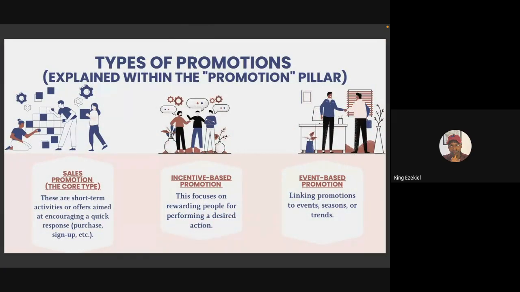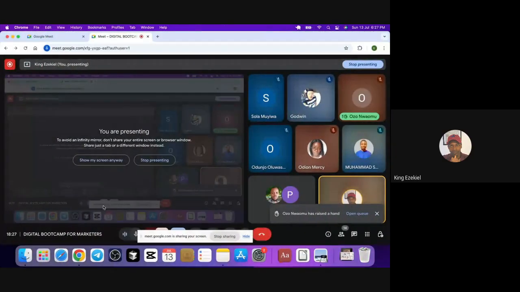Now, there are different types of promotions explained within the promotion pillar. So this one is part of the 5 pillars of marketing. I love the fact that I combined these 5 together. A lot of you have never heard of these 5 together before. You have just seen them as separate ones, but I was able to bring them together under one umbrella.